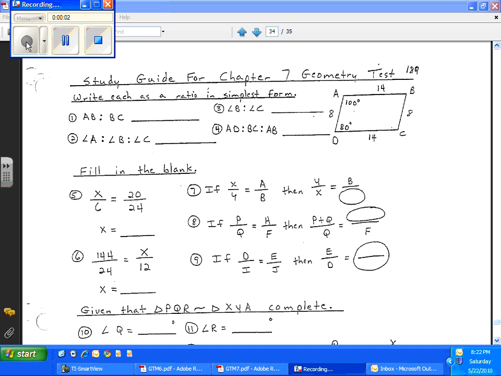Study guide for Chapter 7 test. Again, remember there's a homework that looks like the study guide, and the test looks like the homework, which looks like the study guide. So this should be a good review for the test.